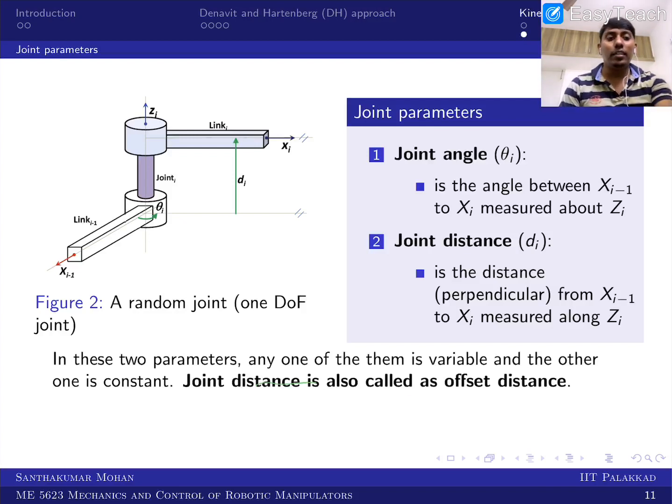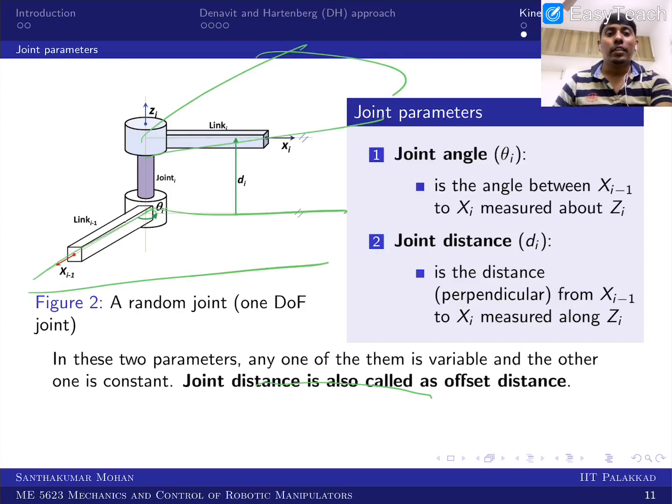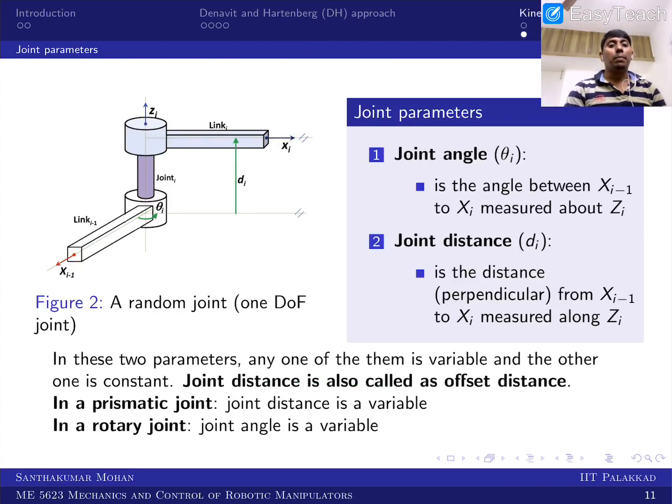The joint distance, I already said, can be called the offset distance, because this is one plane and this is another plane. The plane is offset, right? That's why it is called offset distance. Now we will see that if it is a prismatic or translation joint, the joint distance is variable and the joint angle is constant.